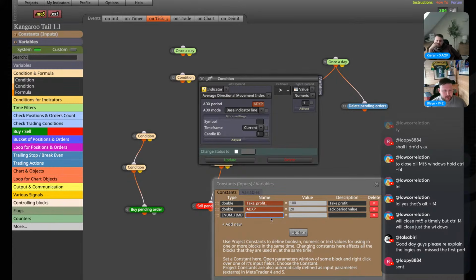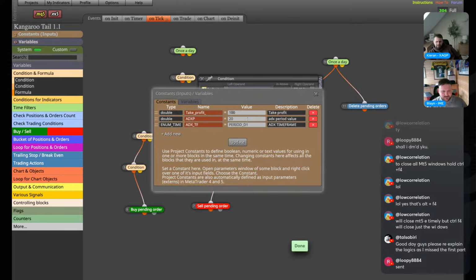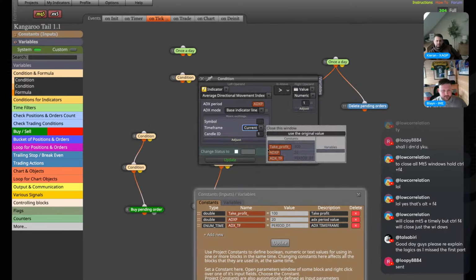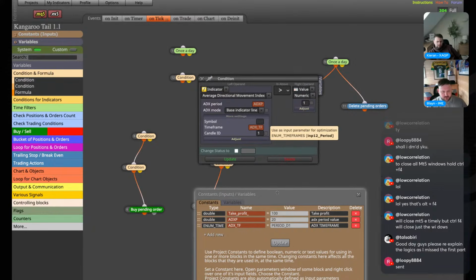So we can take it as ADX TF, just for ADX time frame. And again, we type in what period it is. Let's just do D1. This allows us, in MetaTrader, to do the optimizations ourselves. And we'll just simply put this as ADX time frame. Oh, that's not frame. Let's just put my spelling at risk here. And then we just simply right click and click that.